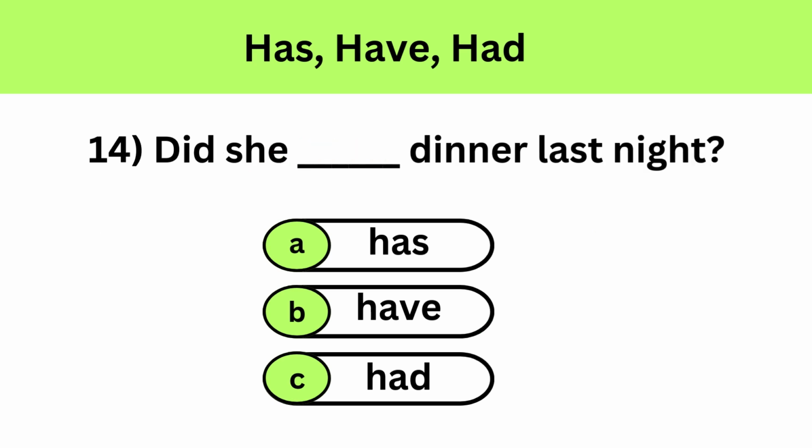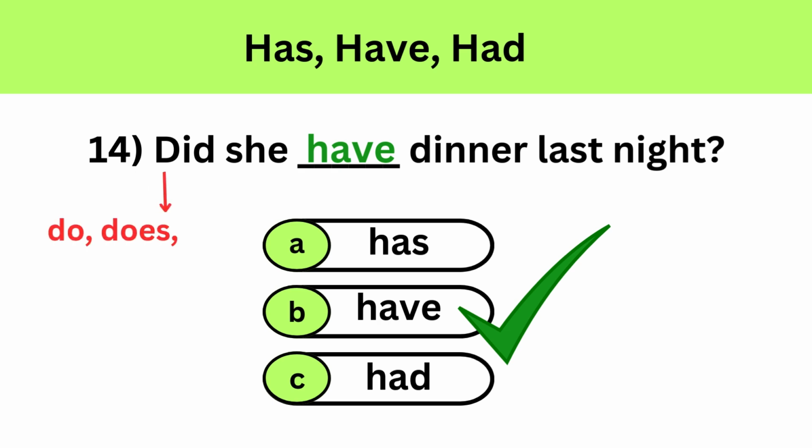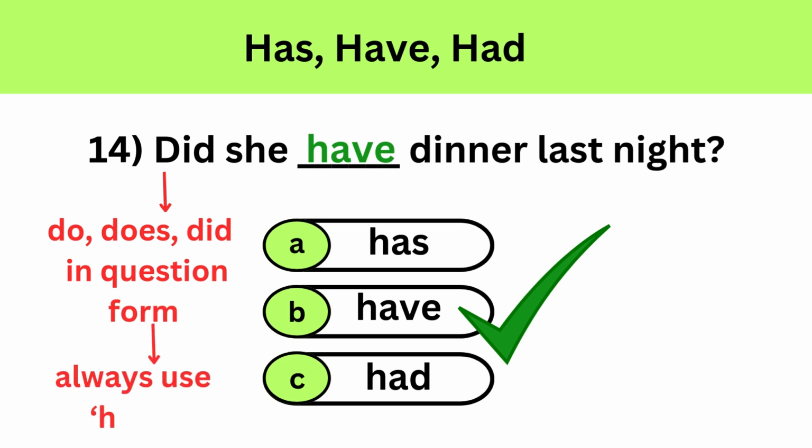Question number 14. Did she dash dinner last night? Option B. Have. Did she have dinner last night? When using do, does, or did as auxiliary verbs, we always use have in its base form regardless of the subject.